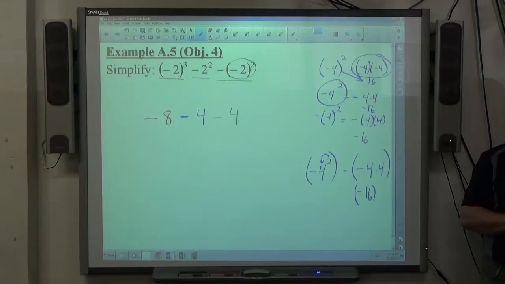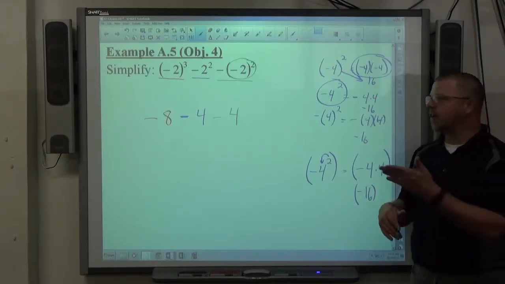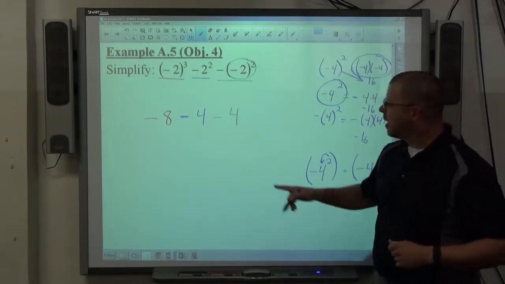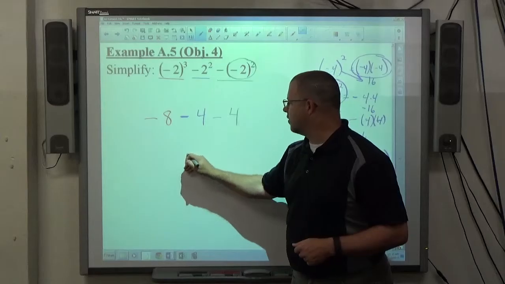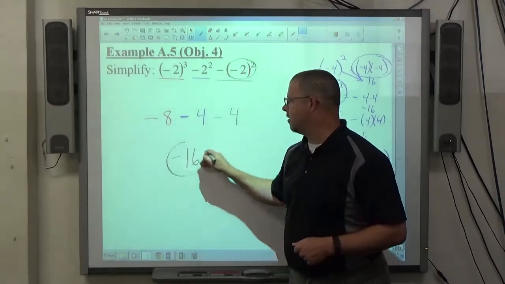All right? So again, break it into pieces. Get each piece simplified as much as possible. Then you're left with an addition or subtraction problem. In this case, everything's negative, so I simply add up everything. 8 plus 4 plus 4 is 16. Everything's negative, so the answer is negative.